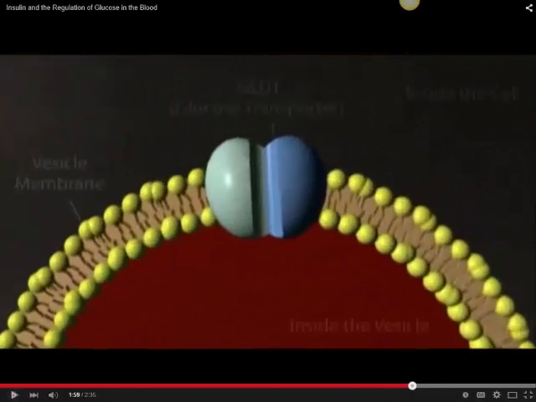So the earlier part you can forget, that detailed biochemistry, but now I really want you to watch this part and see how exactly it helps.